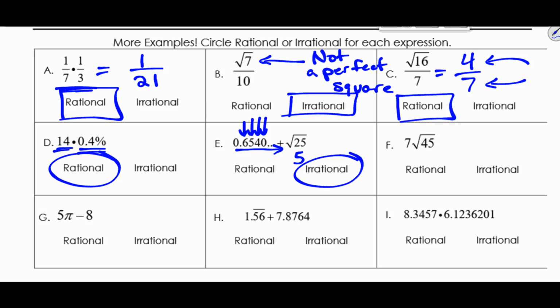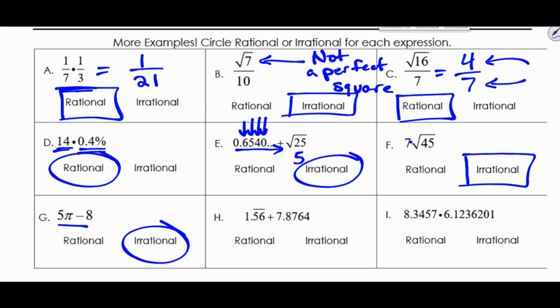Next one, I see square root of 45, that's not a perfect square. I can immediately rule that out. Doesn't matter if I times it by 7, it's still irrational. I see pi, I'm going to mark that as irrational right away. Doesn't matter if I multiply times 5 and then subtract 8, it's still irrational.